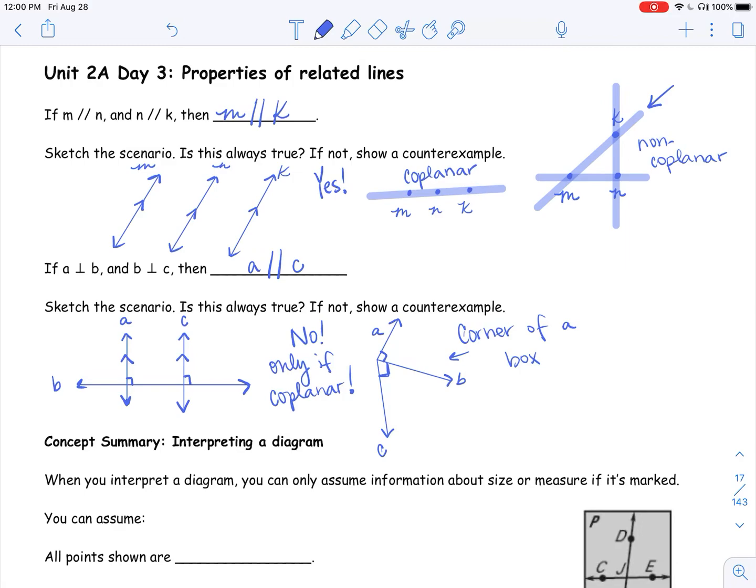Okay, think of the corner of your room where all three of those lines meet. If the intersection coming up from the floor is B and the two others are A and C, it's pretty easy to see that A and C that run along the ceiling are not parallel to each other. Okay, that's what we've got here.